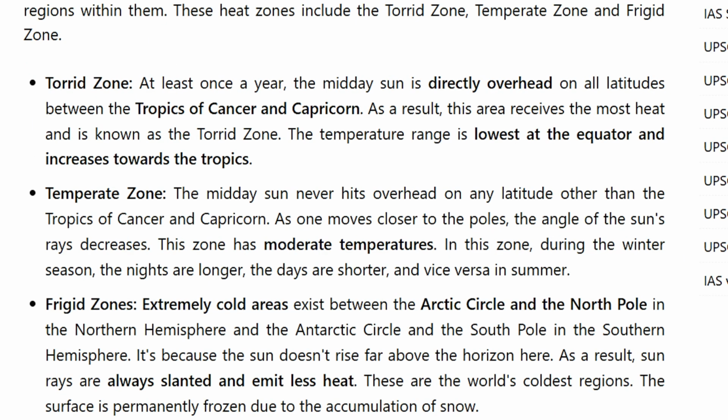Frigid zones. Extremely cold areas exist between the Arctic Circle and the North Pole in the northern hemisphere and the Antarctic Circle and the South Pole in the southern hemisphere. It is because the sun does not rise far above the horizon here. As a result, sun rays are always slanted and emit less heat. These are the world's coldest regions. The surface is permanently frozen due to the accumulation of snow.